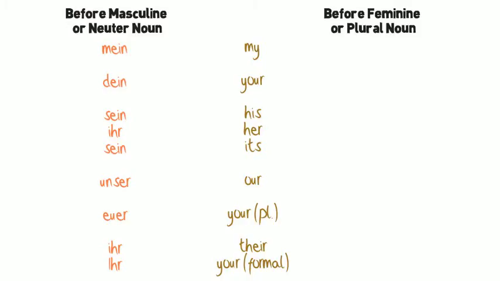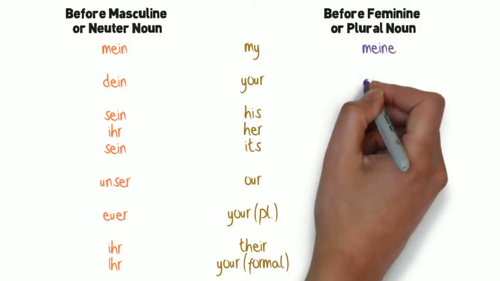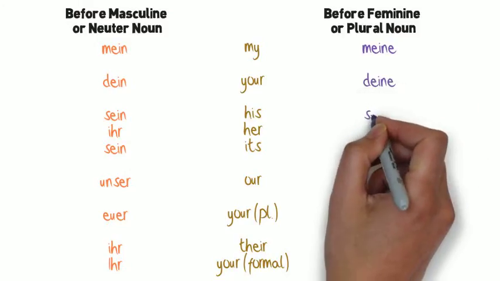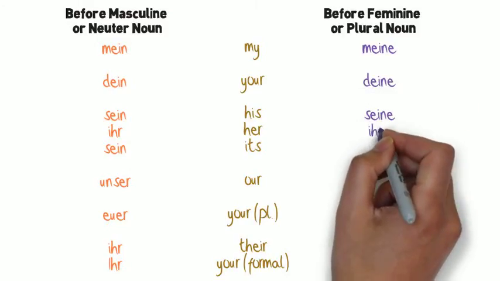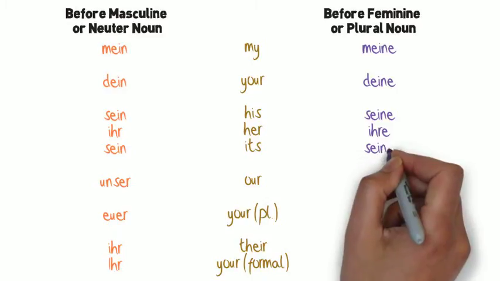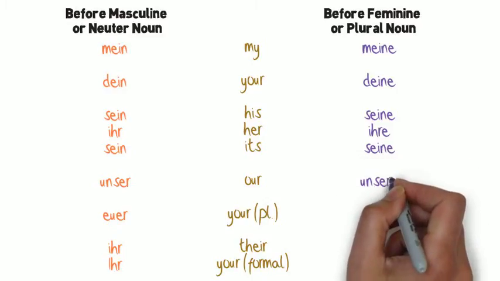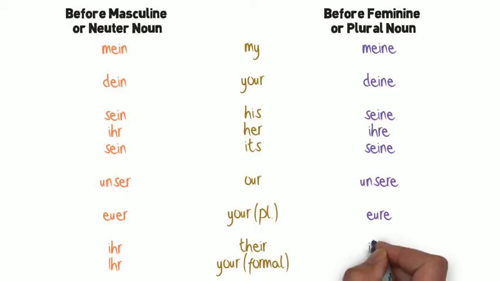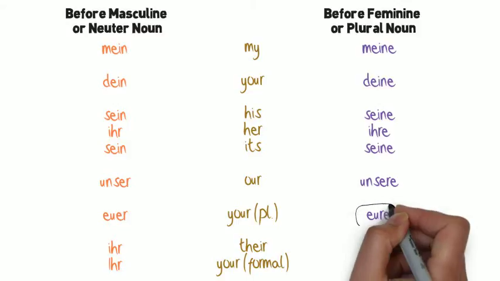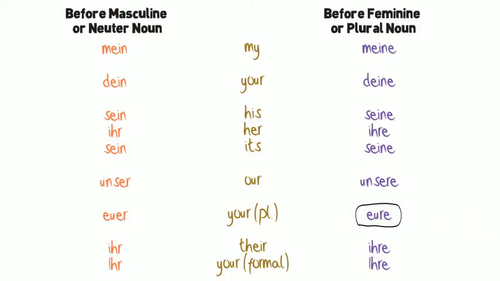Words like Mutter, Schwester, Tante, Katze, Eltern, Großeltern, Autos, etc. My would be meine, your would be deine, his, her, and its become seine, ihre, and seine. Our is unsere, your is eure in the plural form, their is ihre, and your in the formal form is ihre, again capitalized there. It will probably jump out at you pretty quickly that these lists are almost identical.